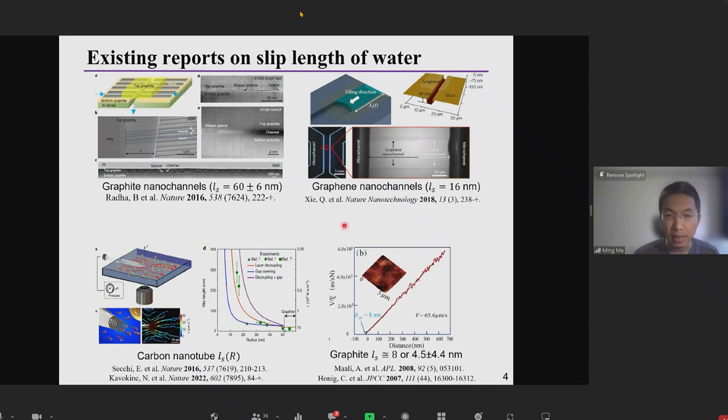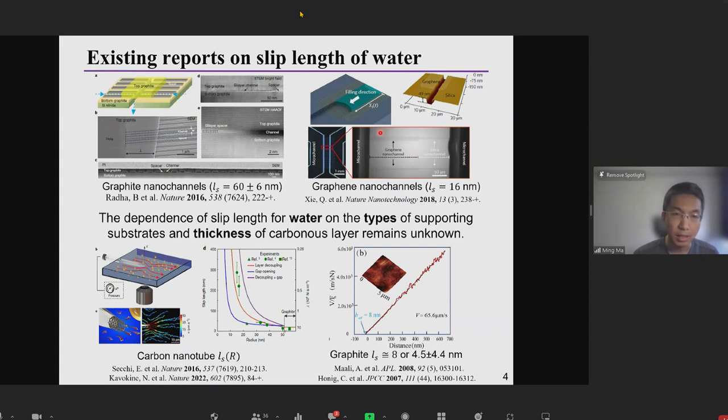Although there are many studies about this topic, surprisingly, we found that the dependence of slip plus for water on the types of supporting substrate and thickness of carbonous layers remains unknown. And this is very important because we know that in practical applications, these graphene layers or few-layer graphene must be supported by certain substrates. And usually we are interested in few-layer graphene because they show exotic behaviors. And so this is why we are interested in this topic.